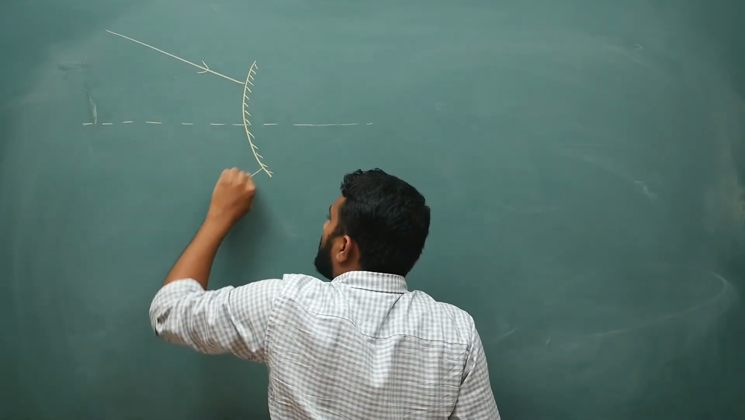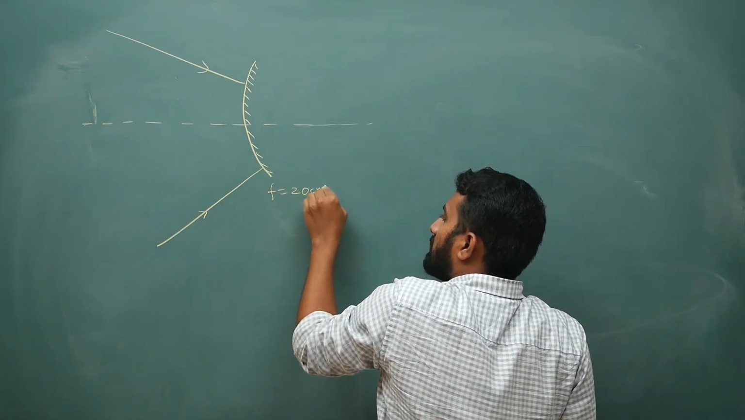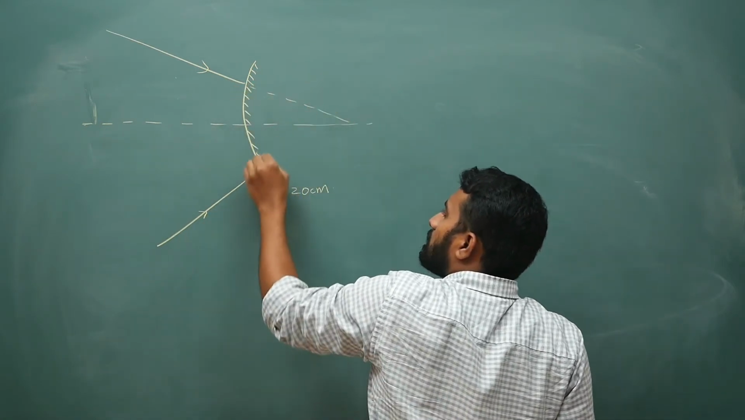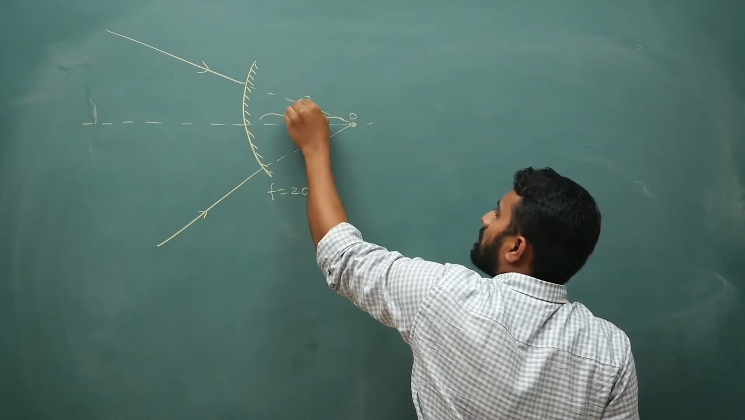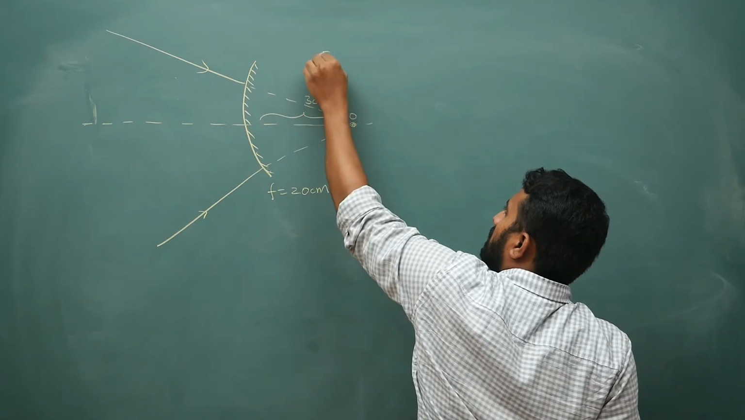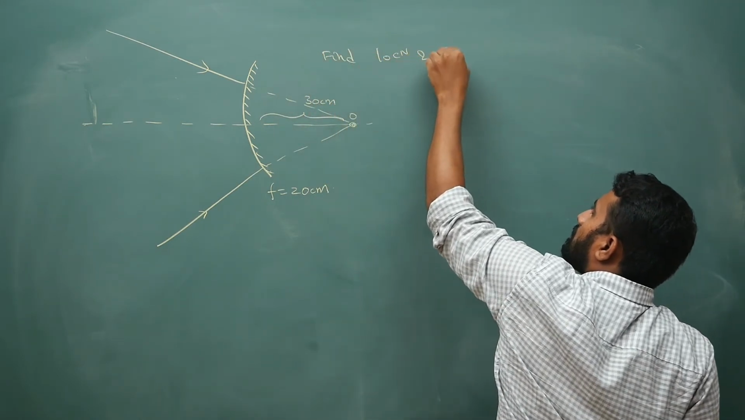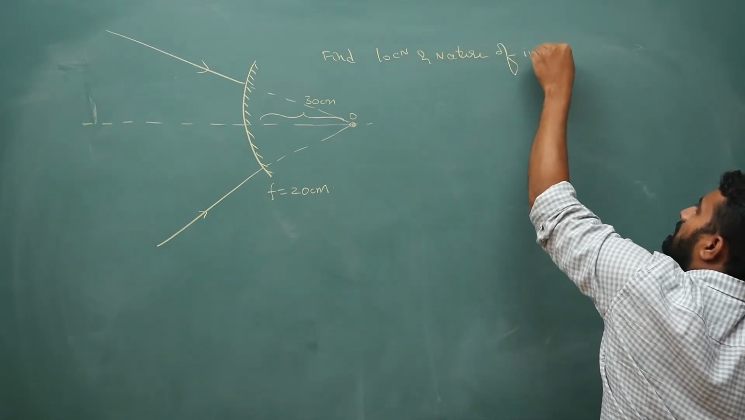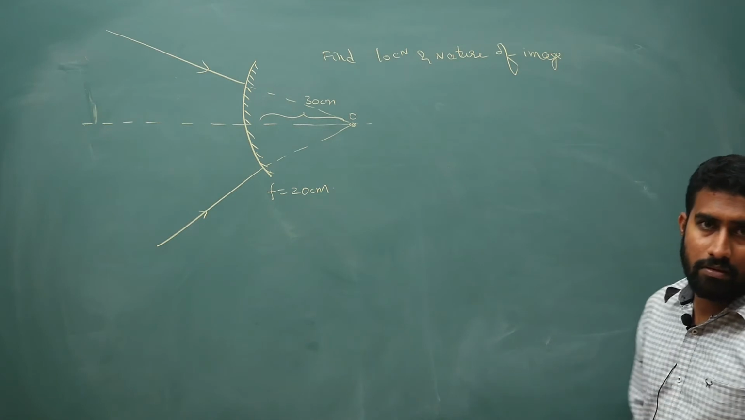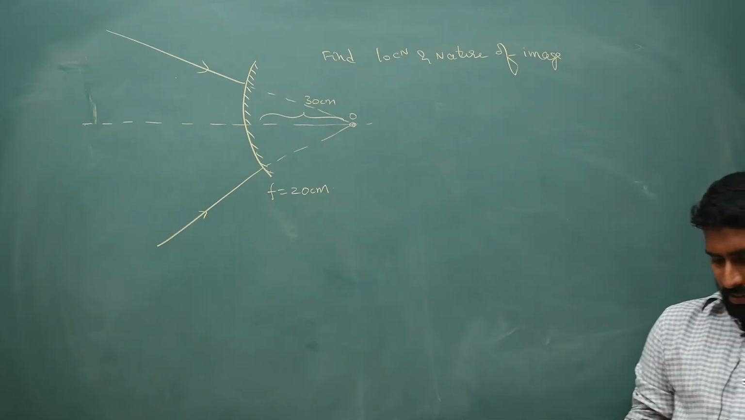Rays are coming like this, focal length f is 20 centimeter. If this mirror was not there, these rays will meet at a distance of 30 centimeter. Question is, find location and nature of image. You are supposed to find the location and nature of image.